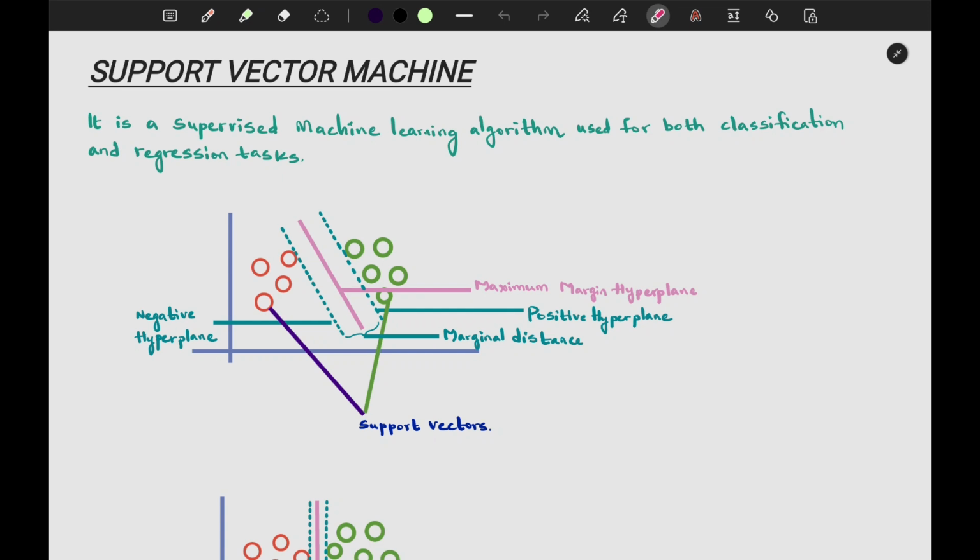Today we are diving into one of the coolest algorithms in machine learning, the support vector machine, or just SVM. So let's get started. Support vector machine is a supervised machine learning algorithm used for classification, and sometimes it is also used for regression tasks. But its main job is to find the best boundary, which is known as the hyperplane, that separates the data into two different classes. You can imagine it like this.